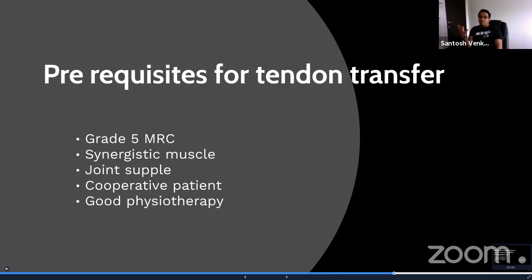They're not going to be cooperative because there is a process called muscle re-education that's involved after a tendon transfer. So they need to be able to work with physiotherapy to get the tendon to learn its new function. So a reasonable level of IQ is important when you consider patients for tendon transfer.